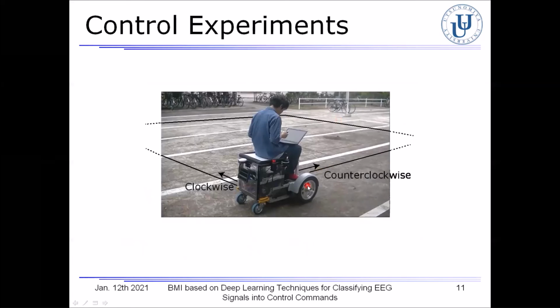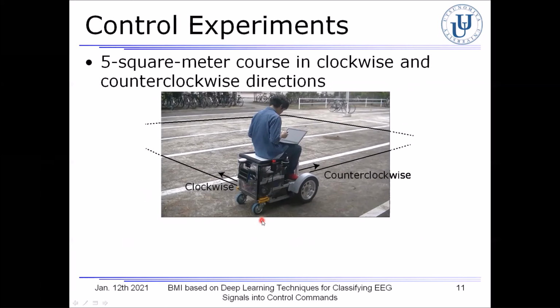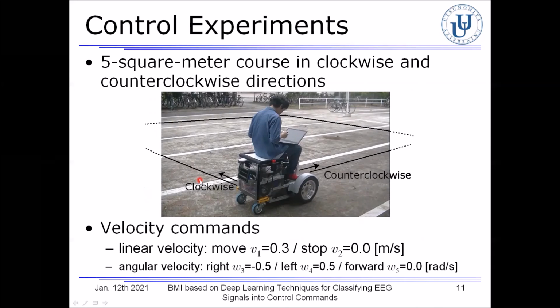This picture shows the target environment in these control experiments. The user wears the EEG device and is riding on the front wheel drive PMR. In this environment, the user mentally controls the PMR so as to move in the clockwise and the counterclockwise directions along the course. Depending on the estimated brain state and the user's intention, the linear velocity command to move or stop and the angular velocity command to move the PMR in any of the 3 directions are determined, as you can see here.